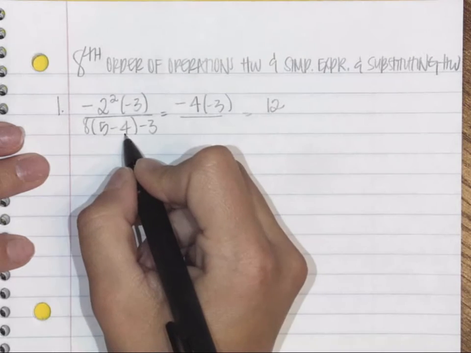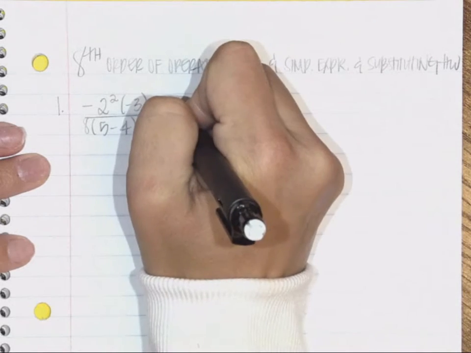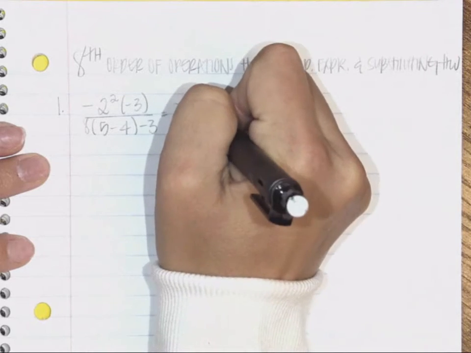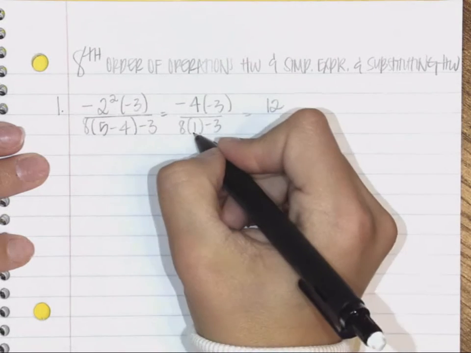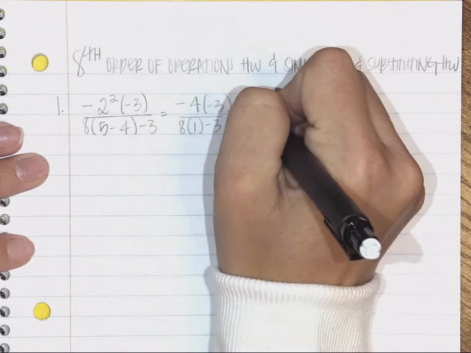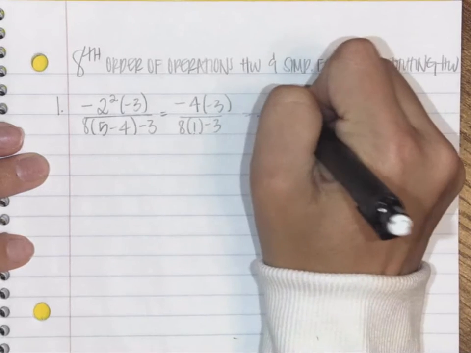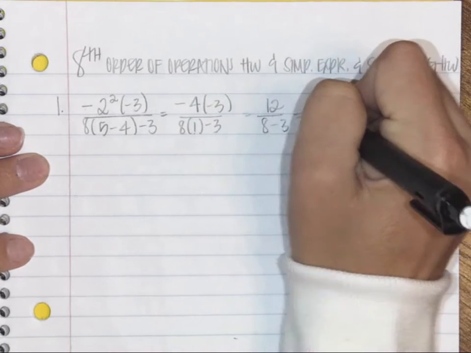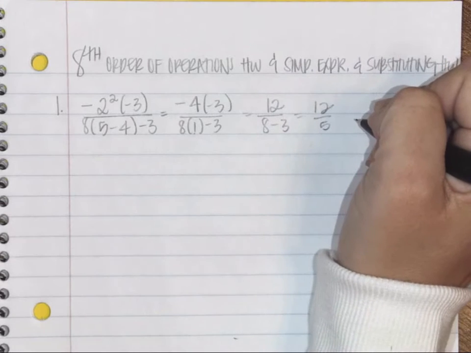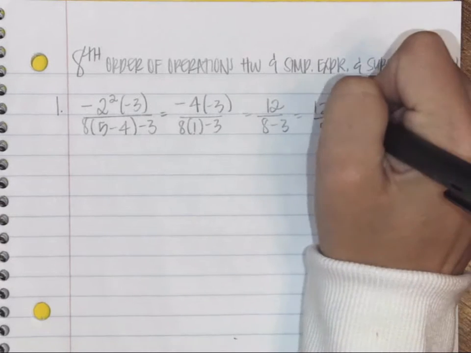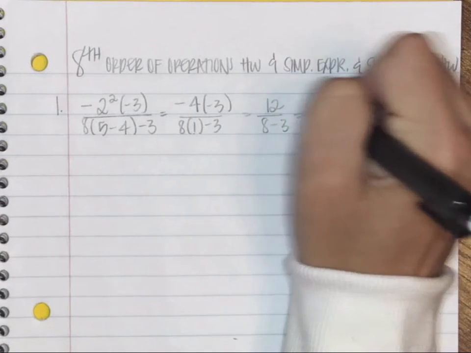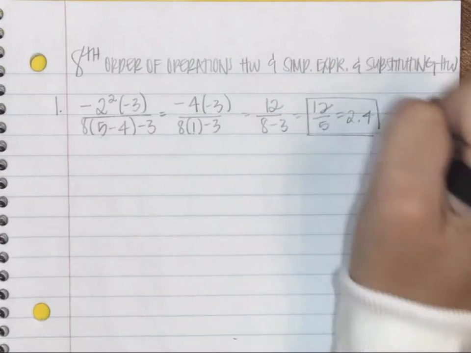And in the denominator, we need to do our parentheses first. So then we have 8 times 1 minus 3. And then we're going to do this multiplication before subtraction. And so then we have 8 minus 3. And that will leave us with 12 over 5. And if you wanted that as a decimal, it would be 2.4. Or you could leave it as 12 over 5.